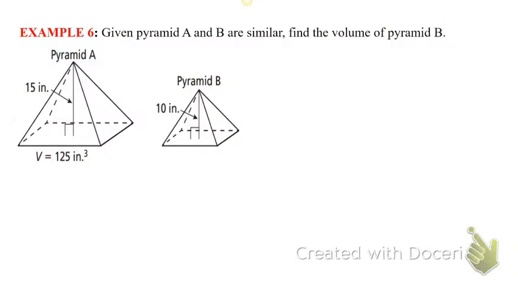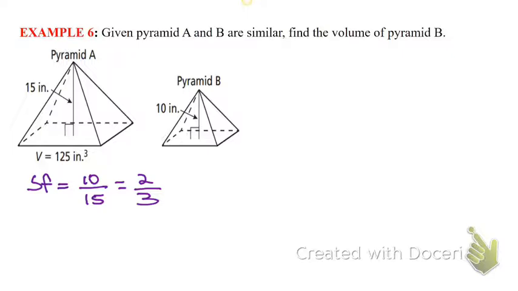So on this example, we are given pyramid A and B are similar. So we want to find the volume of pyramid B. Well, we can look at pyramid A and see that it has a volume of 125 cubic inches. Pyramid B is the volume we're trying to find. We know that the height of pyramid A is 15 inches and the height of pyramid B is 10 inches. So I'm going to compare pyramid B to pyramid A to get my scale factor. It's going to be 10 over 15. It's okay if you did it the other way, as long as you're consistent throughout your problem.